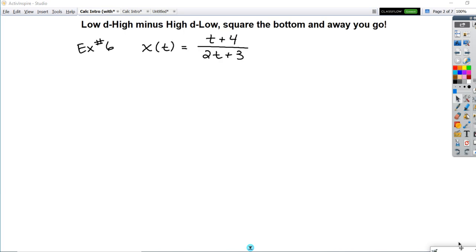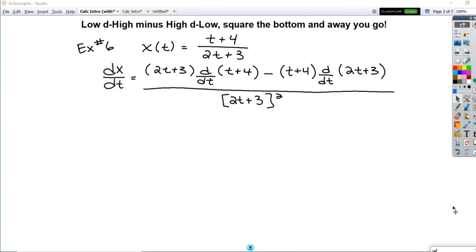So for example 6, we're going to take the two g and h functions that we had before, but we're going to divide them instead of multiplying them. Okay, so to get us started, take our low d high minus our high d low. We're squaring the bottom. Away we go. So we have all the right terms in their right positions, and now it's just time to take some derivatives and simplify as best we can.